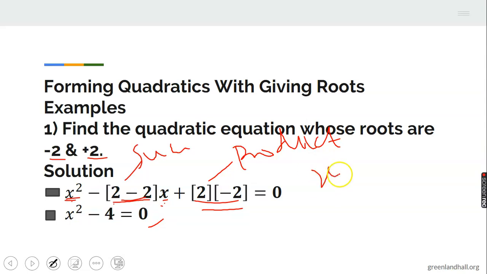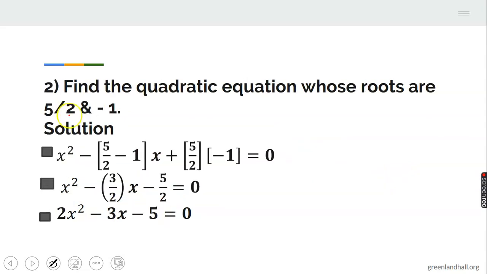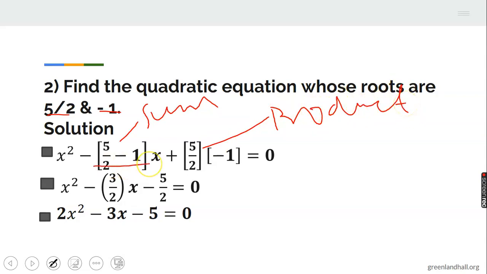If you solve that, you have x squared equals 4. Taking the square root of both sides, x will be plus or minus 2, which is the solution. Now in this one, you have two values, 5 over 2 and minus 1. So this is the sum, and then this is the product. Standard way of doing it. So the sum will give us 3 over 2, x squared plus 3 over 2 x. Then the product will be minus 5 over 2 equals 0. Multiplying this by 2, every term by 2, you now have 2x squared minus 3x, then minus 5 as the final equation.